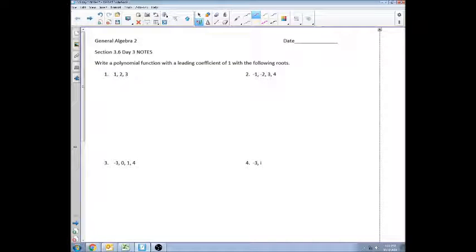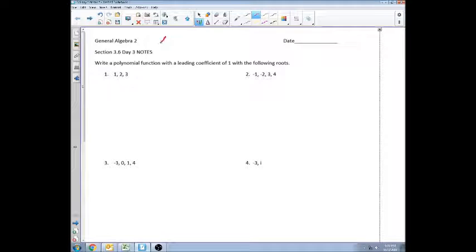Today we're going to write a polynomial function with a leading coefficient of 1 with the following roots. What that means is they are giving us the answers. We have 1, 2, and 3 as answers. Well, how did we figure out those answers in the past?